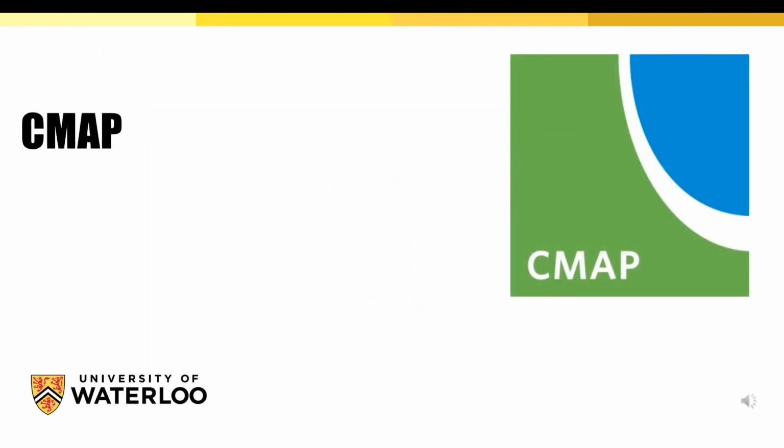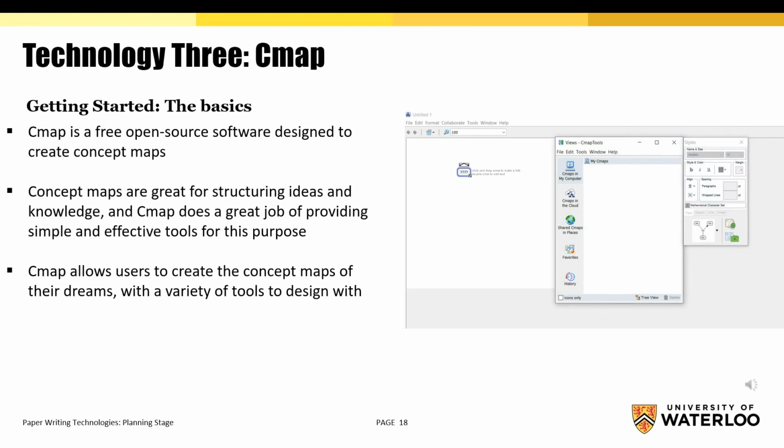Technology 3. CMAP. CMAP is a free open source software designed to create concept maps. Concept maps are graphical tools for organizing and representing knowledge. Concept maps are great for structuring ideas and knowledge, and CMAP does a great job of providing simple and effective tools for this purpose. CMAP allows users to create concept maps of their dreams with a variety of tools to design.